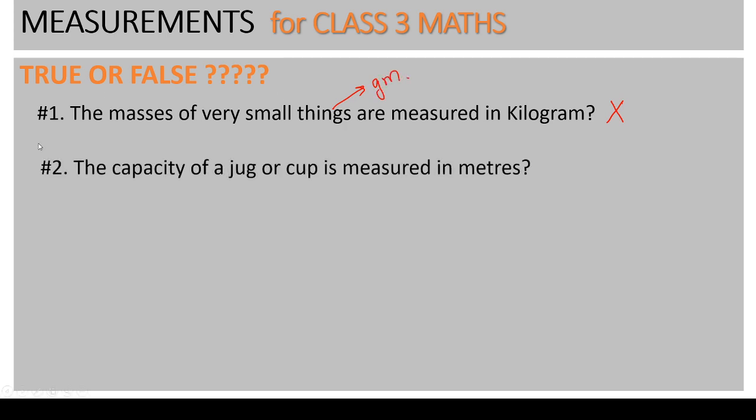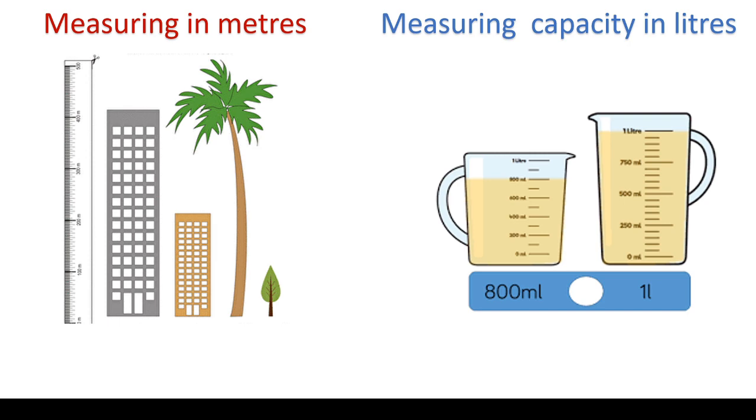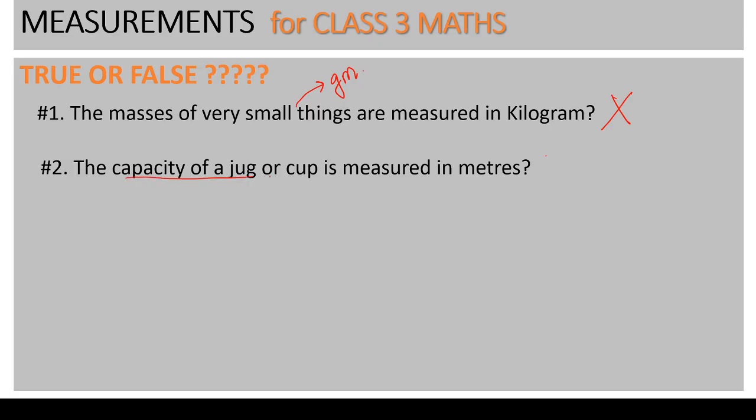The next question is, the capacity of a jug or cup is measured in meters. Think and tell me. So let's look at what is measured in meters. It is either the length or height of an object, and what is measured in liters is actually the capacity of liquid or water. So let's go back to our question. The capacity of a jug or a cup which is used to keep liquid is not measured in meters. This is measured in liters.